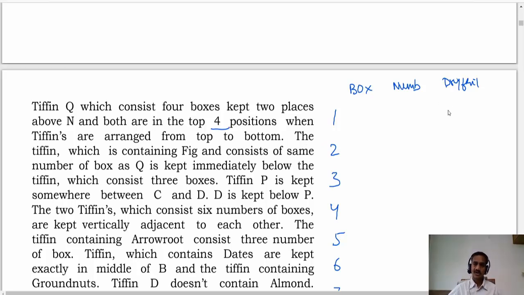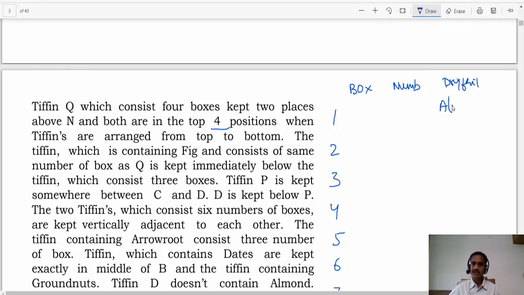Now which is at the top here? Almond is at the top. Almond is at the top and the number is 5. Then Q is at this place, blank, this will be N. Q and N were fixed. Q consists of 4 boxes, number is 4.